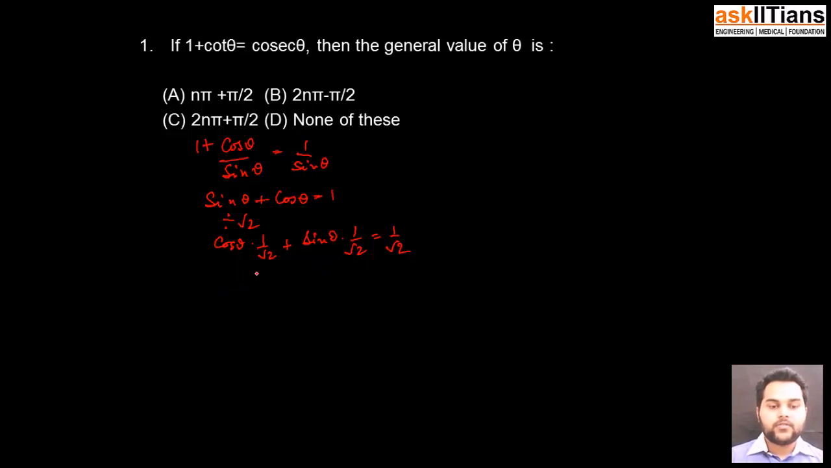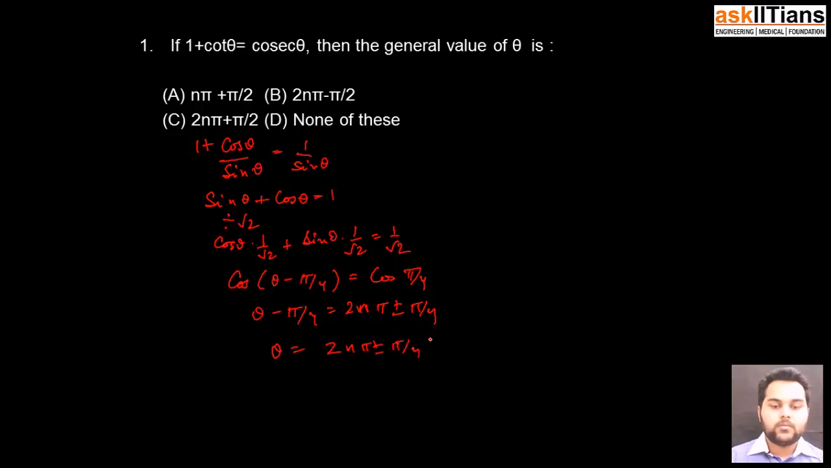Now the left hand side is of the form cos A cos B plus sin A sin B. That can be written as cos of theta minus pi by 4 is equal to cos of pi by 4, because cos A cos B plus sin A sin B is cos of A minus B. Now theta minus pi by 4 is equal to 2n pi plus minus pi by 4, or theta is equal to 2n pi plus minus pi by 4 plus pi by 4. I'll have two values based on plus and minus, either 2n pi or 2n pi plus pi by 2. And C is my correct option for this question.